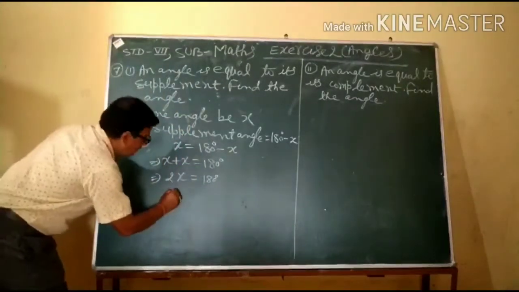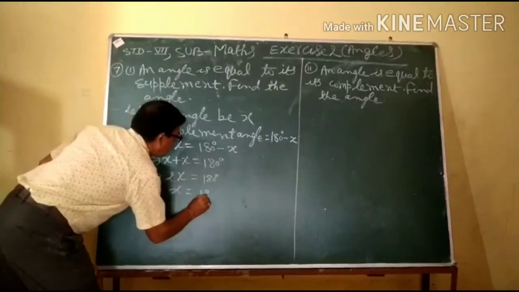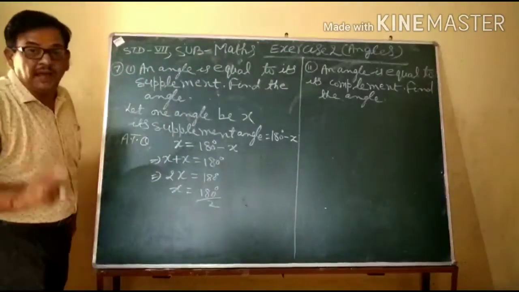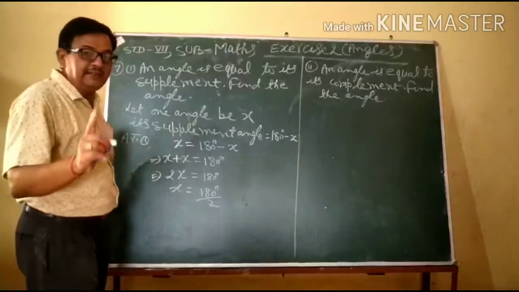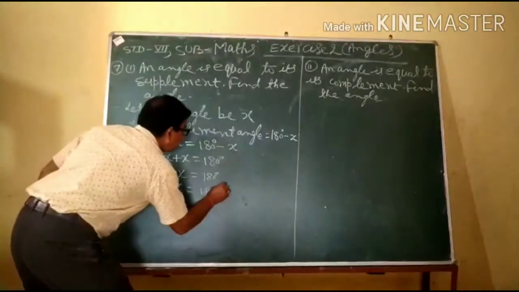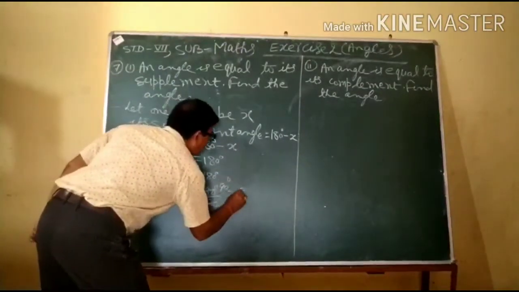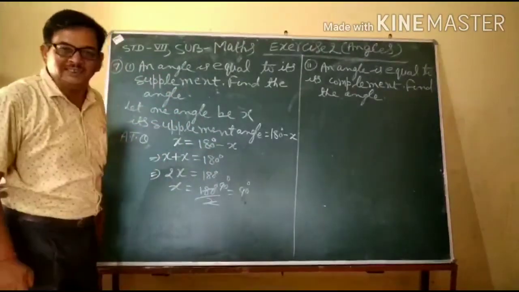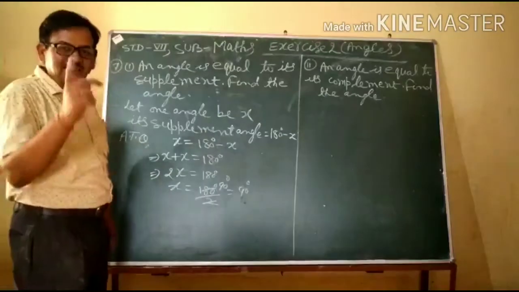So x, what will you write? 180 degrees divided by 2. When you divide 180 by 2, 90 will come. So what is your answer? 90 degrees. And both are equal, so your answer is 90 degrees and 90 degrees.